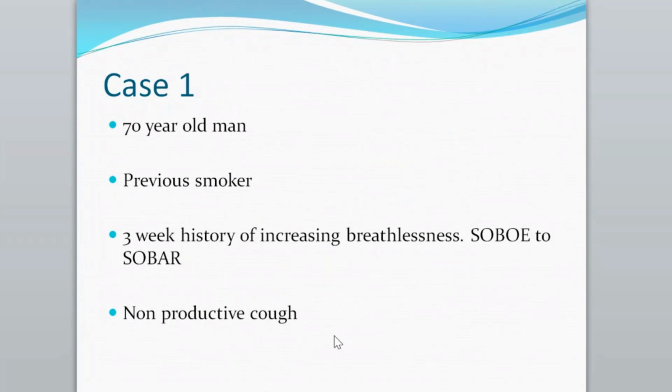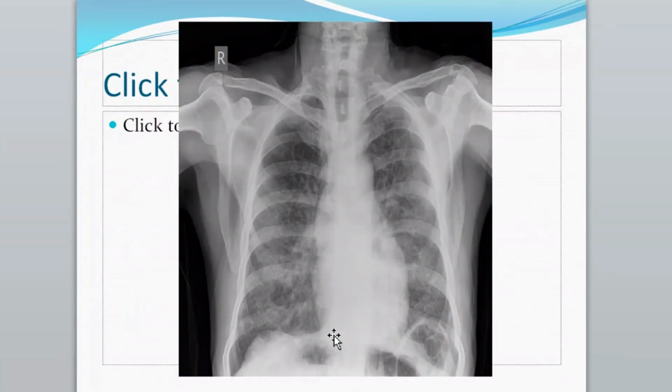So this is a 70-year-old man who's a previous smoker, and he's been getting more and more breathless. He has shortness of breath on exertion, which has now progressed to shortness of breath at rest, and he has a non-productive cough. This was his X-ray. What does everyone think about that? Given the title, you can probably say he's got interstitial lung disease, but that's cheating. Any comments?